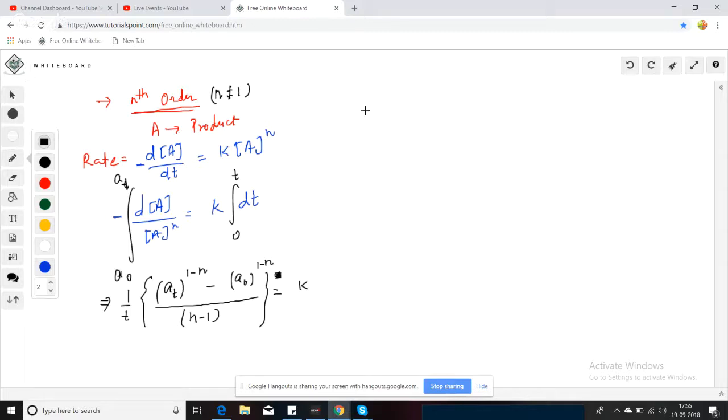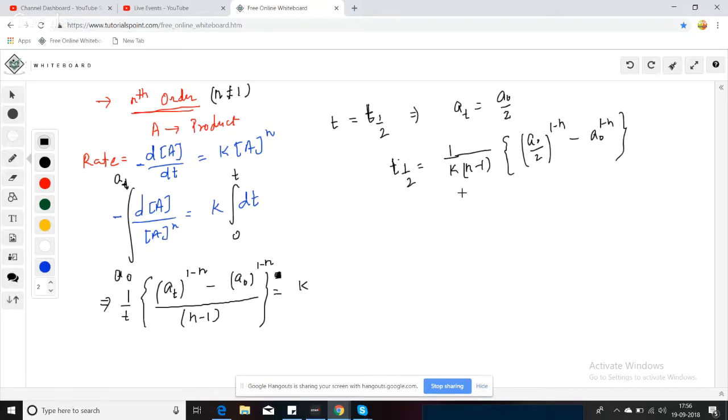Now tell me the expression of T half for this reaction. At T half, t equals T half, At equals A naught by 2, right? So if you substitute A naught by 2 here, T half equals 1 by k into n minus 1, open bracket, A naught by 2 to the power 1 minus n minus A naught to the power 1 minus n. A naught to the power 1 minus n I can take common. So that becomes A naught to the power 1 minus n divided by k into n minus 1, into 2 to the power n minus 1 minus 1. Can I write this?